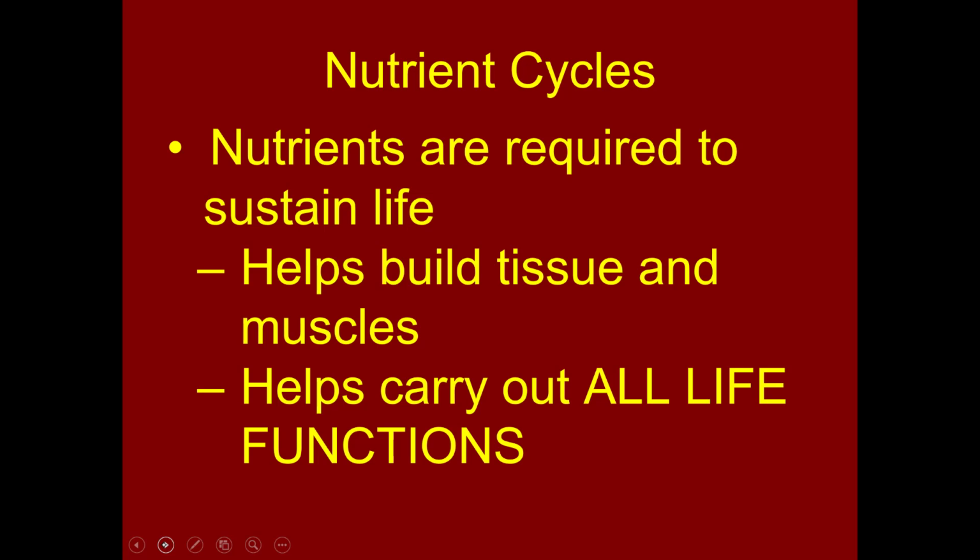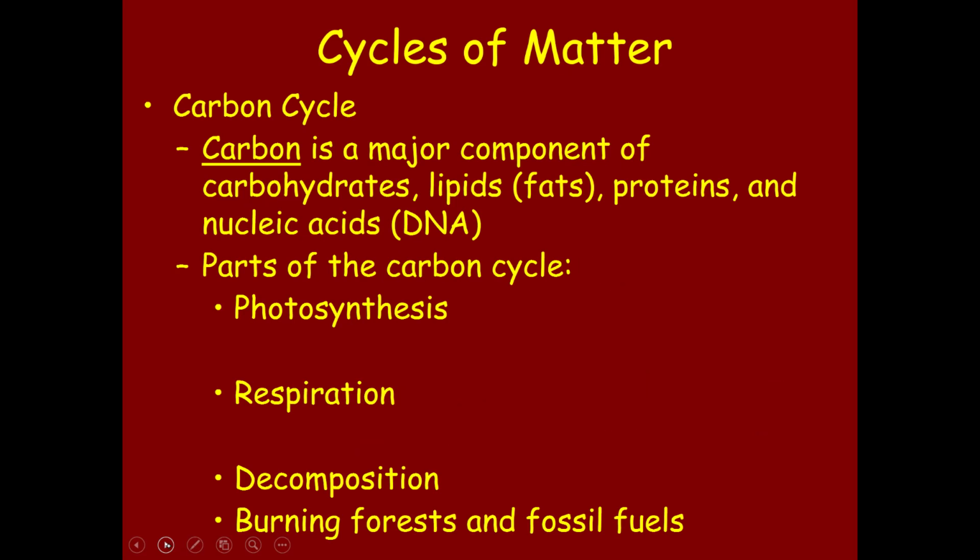Now, the next things we're going to look at are what we call nutrient cycles. Nutrients are things that are absolutely required to sustain life. So it helps build muscles, helps build tissues, helps us carry out everything that we need to do in order to live. So we're going to look at 3 different nutrient cycles here. And the first one we're going to look at is the carbon cycle.